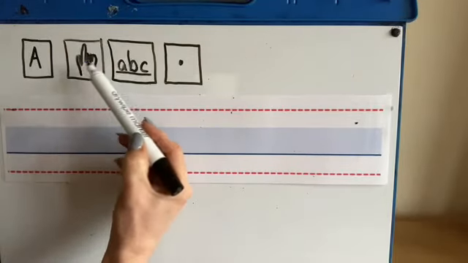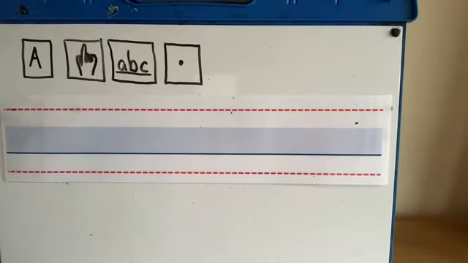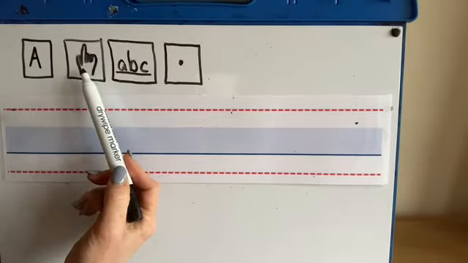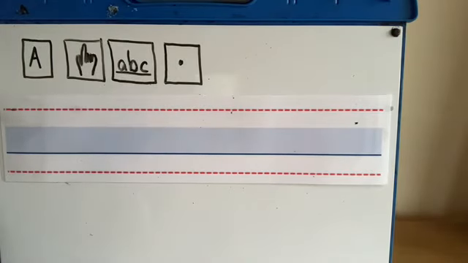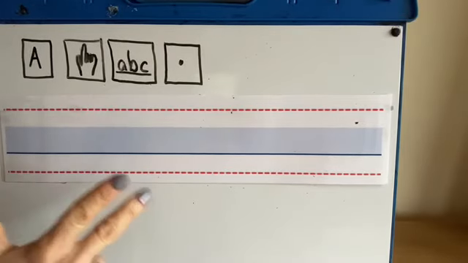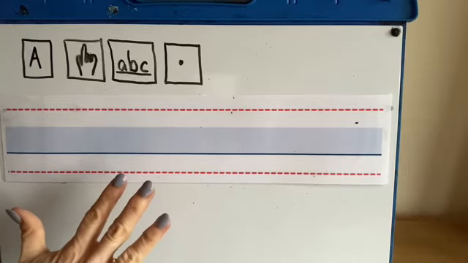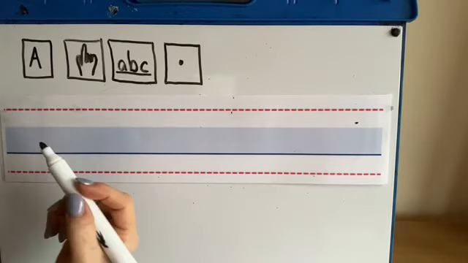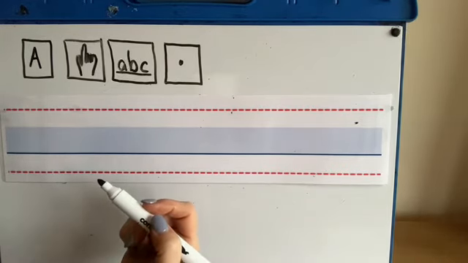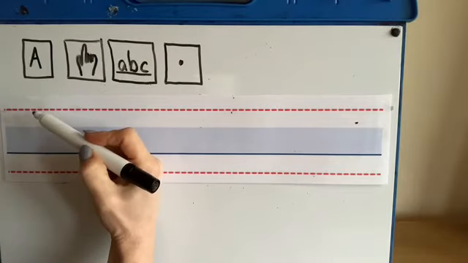I've just drawn these at the top to remind me to check my sentence at the end. Clapperty capitals, finger spaces, letters on the line, and a full stop. You might like to do the same. Think it, say it, write it. The jug is full. Four words in my sentence. The jug is full. The first word is our tricky word, the.